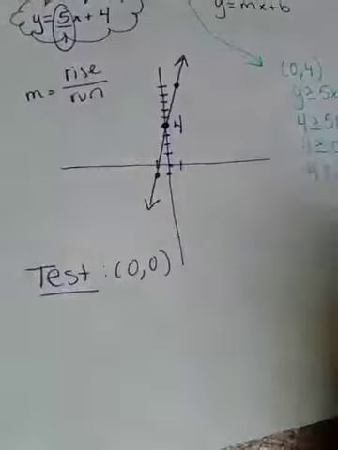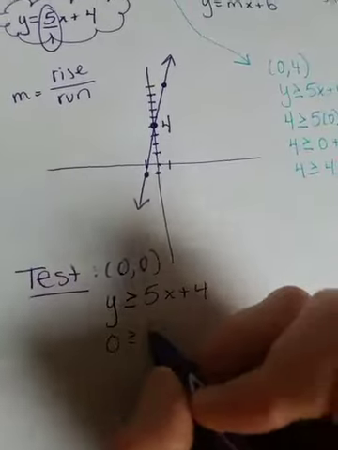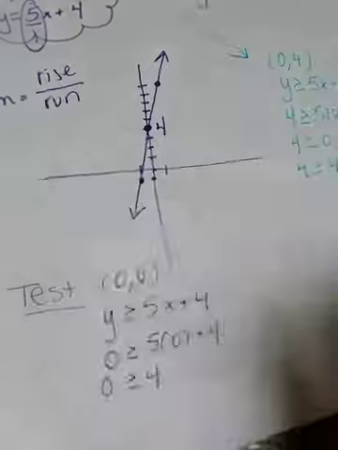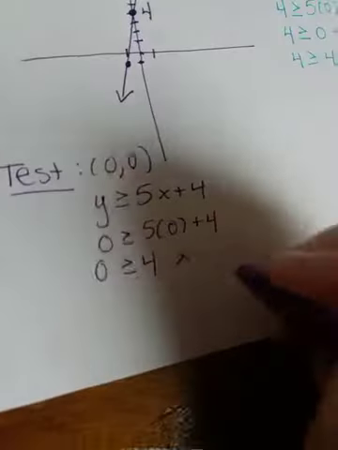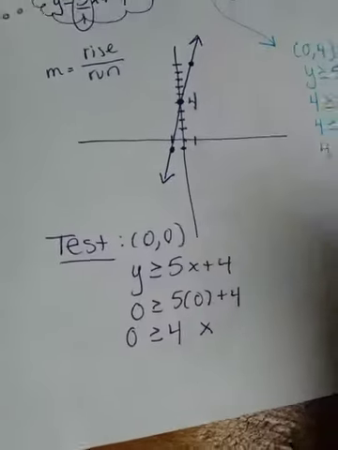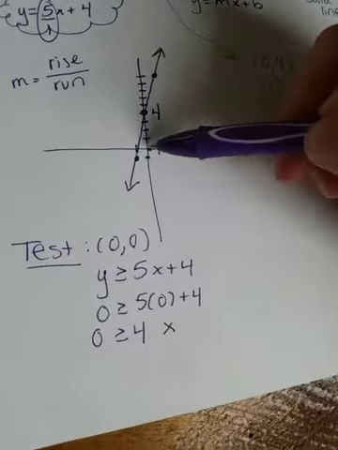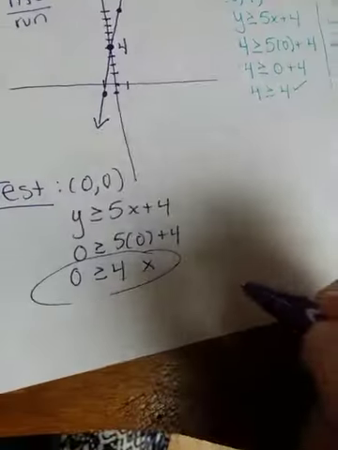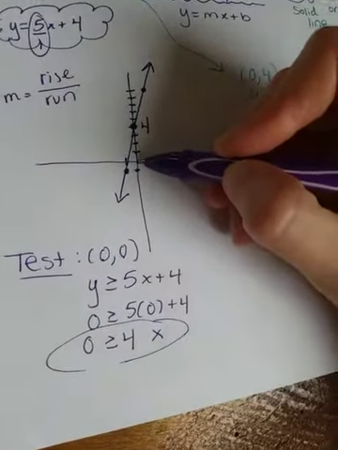So what does it mean to test 0, 0? It means you're going to take the original problem, put 0 in for x and 0 in for y, and see what type of statement I get. So I'm going to get 0 is greater than or equal to 4. Is that true or false? You're going to tell me that's not true. 0 is not bigger than 4. So 0, 0 is right here, which is to the right or below the line. Because this was false, that means 0, 0 is not a solution to this problem.